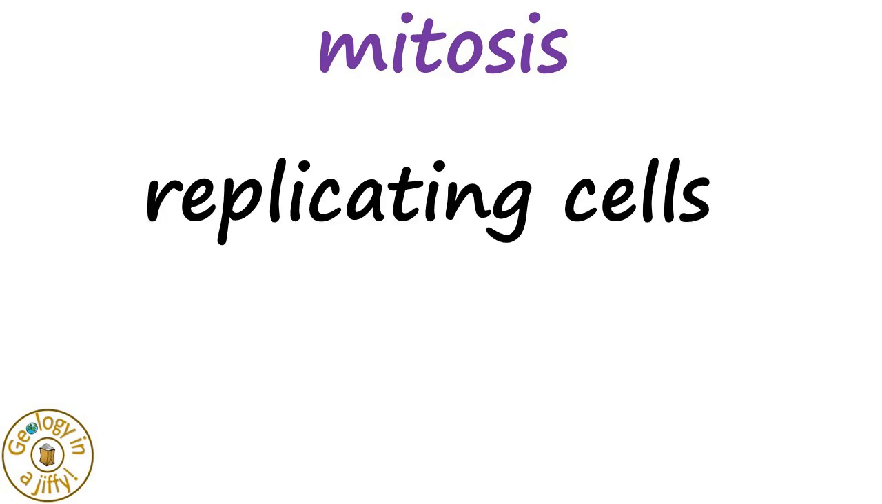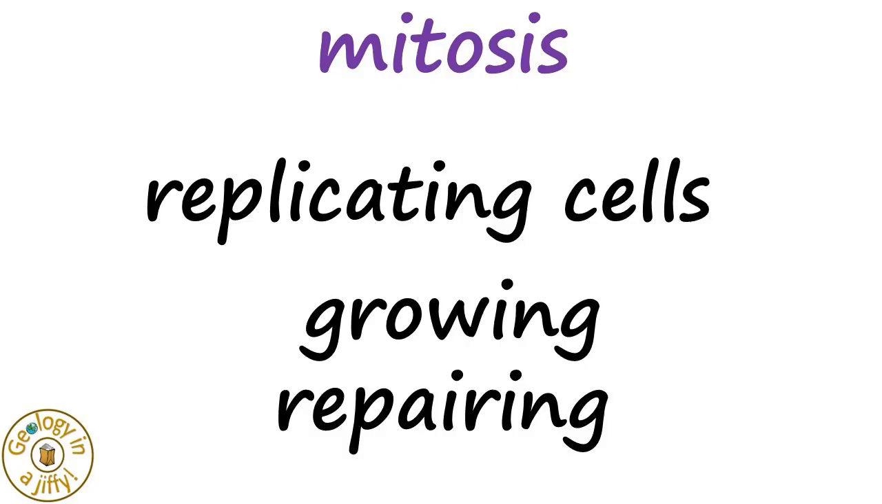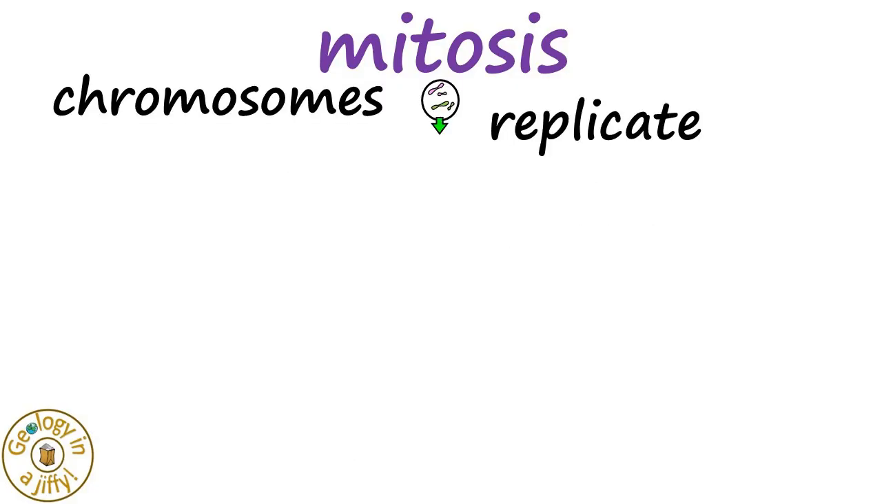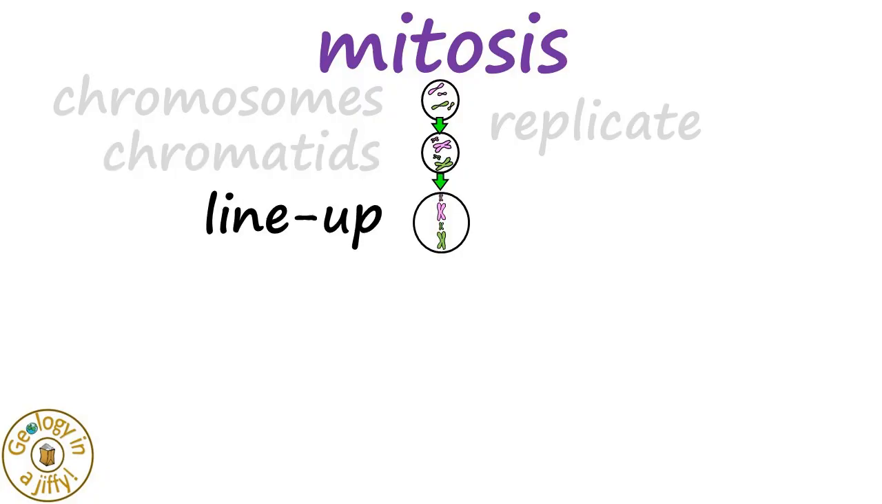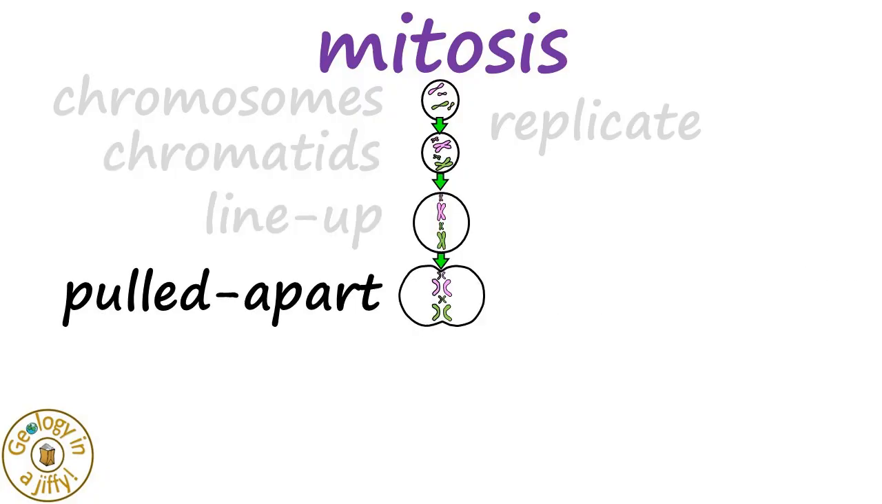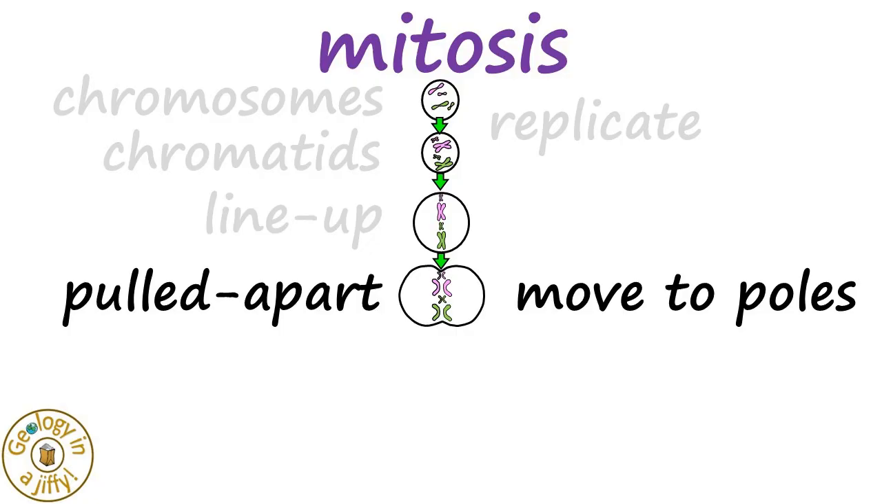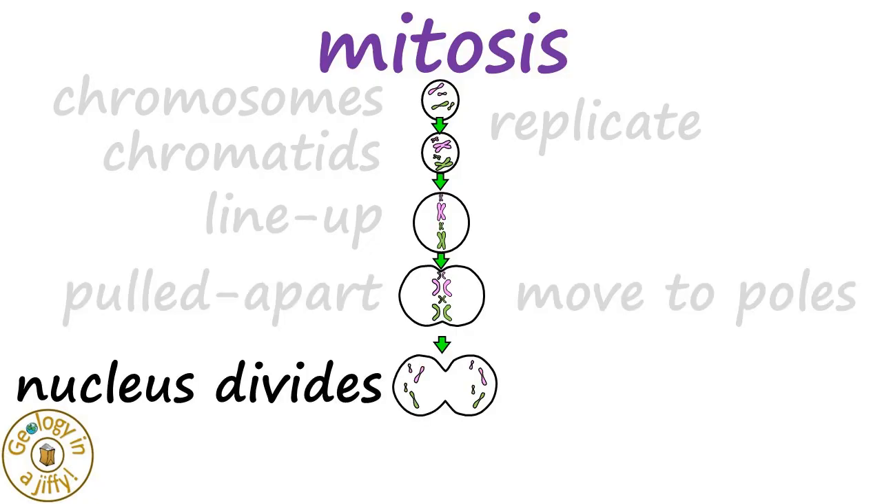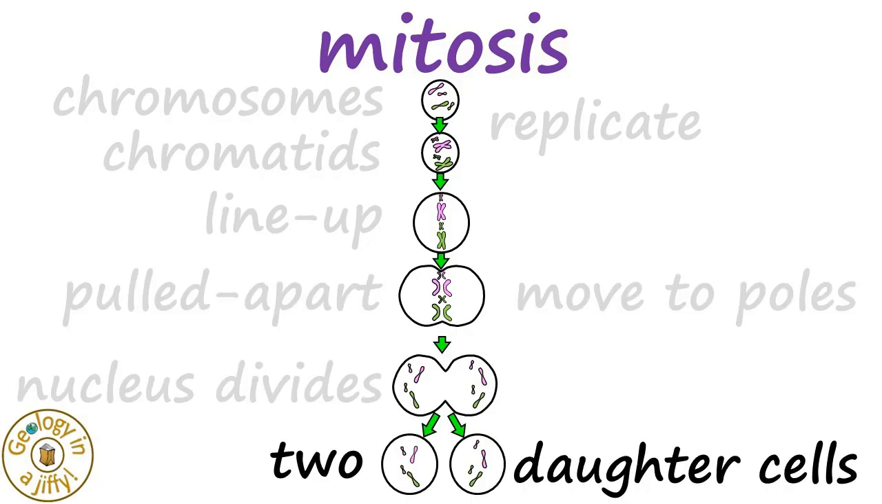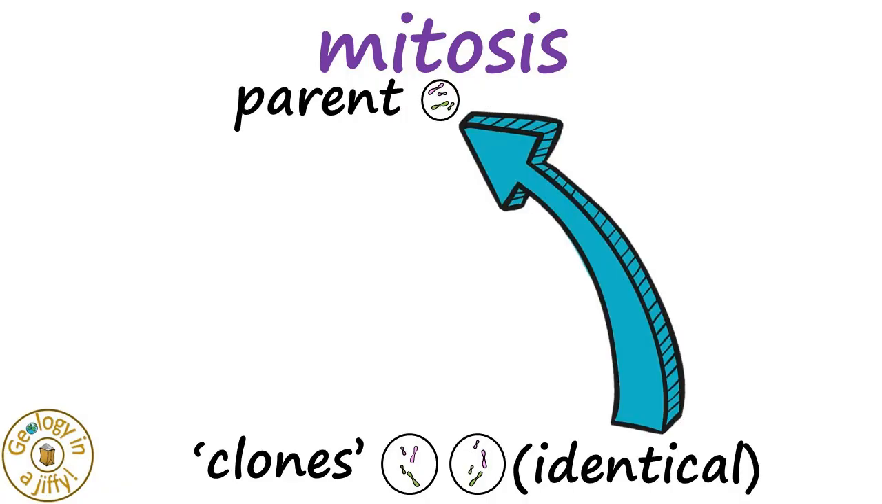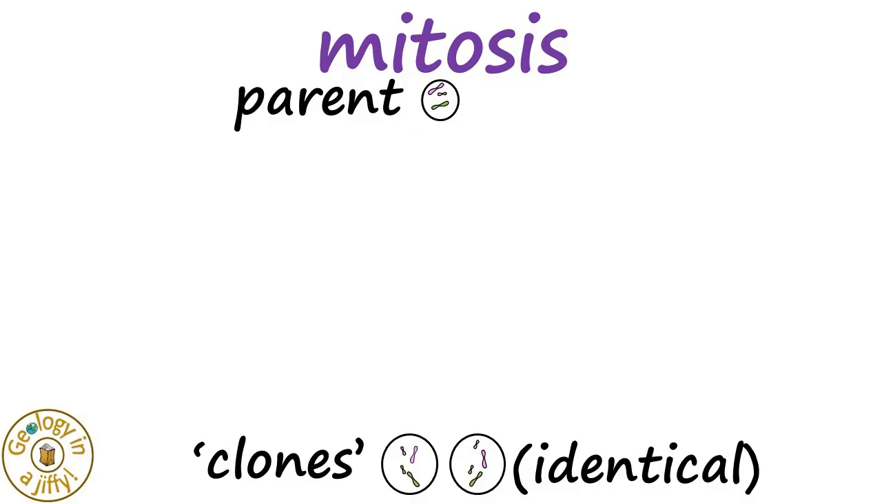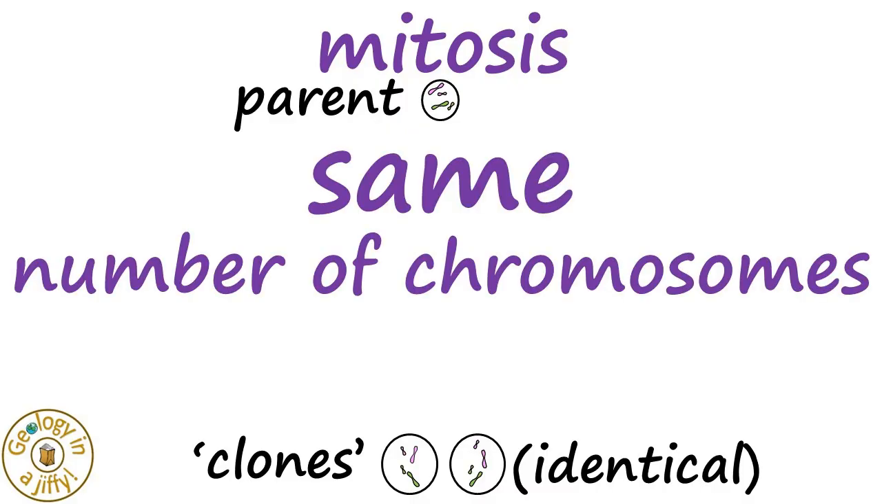During mitosis, where cells are replicated during the processes of growing and repairing cells, the chromosomes replicate and make chromatids. These then line up down the nucleus and are then pulled apart, moving to the poles, where the nuclear membrane divides and splits, forming two daughter cells, these being clones or identical to the parent cell that they formed from, meaning that in mitosis, the daughter cells have the same number of chromosomes as the parent.